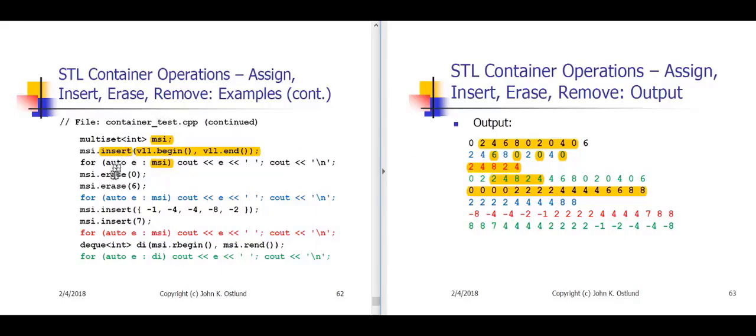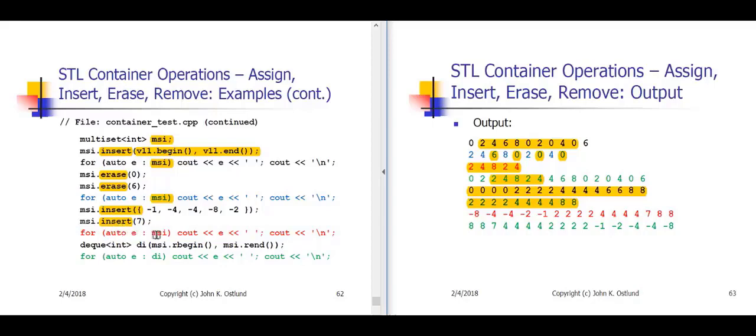Now, if from msi I erase 0 and erase 6, that's going to erase all the zeros and all the 6s from msi. So when I display msi again in this blue range for loop, the 4 zeros and the 2 6s have in fact been erased. Into msi I can insert a specific collection of values by using the initialization list notation. Here I'm inserting 5 negative integer values. And I can also insert one value. Here I'm inserting a 7.